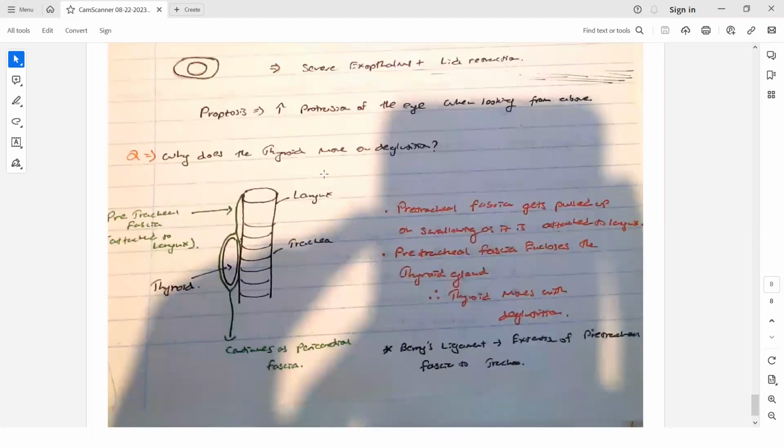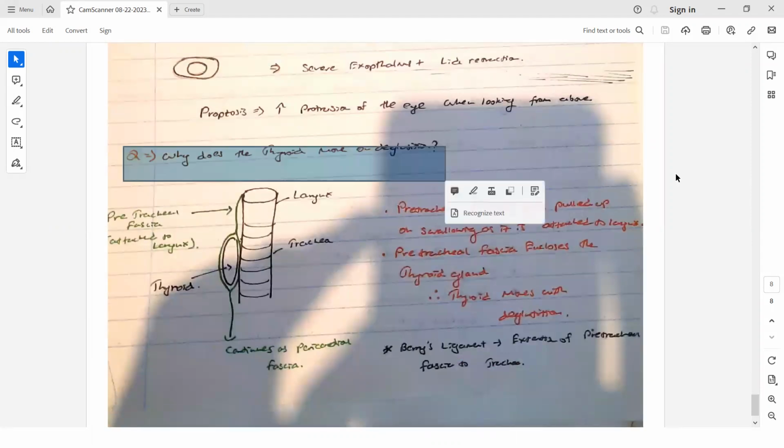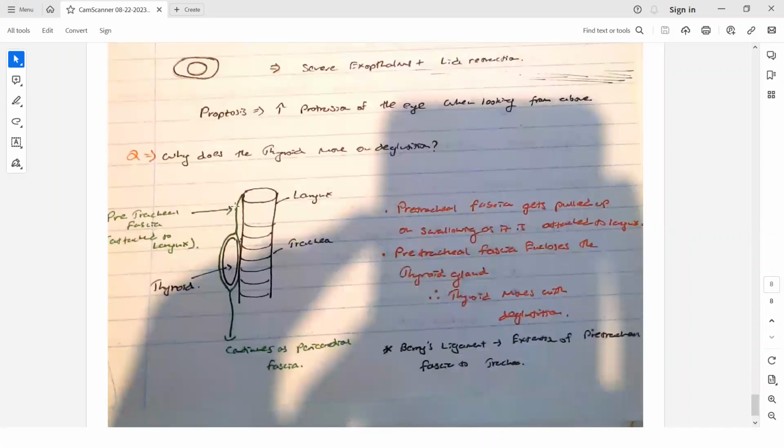One extra question they can ask is, why does the thyroid move on deglutition? If you look at this picture, this is the thyroid. This is the trachea with the larynx on top. Not the most accurate picture, okay? But yeah. So the thyroid is encapsulated, surrounded by the pretracheal fascia. The thyroid is invested by this pretracheal fascia. This pretracheal fascia continues below as the pericardial fascia.